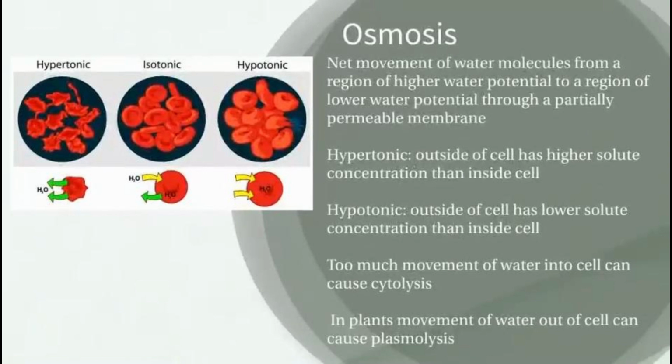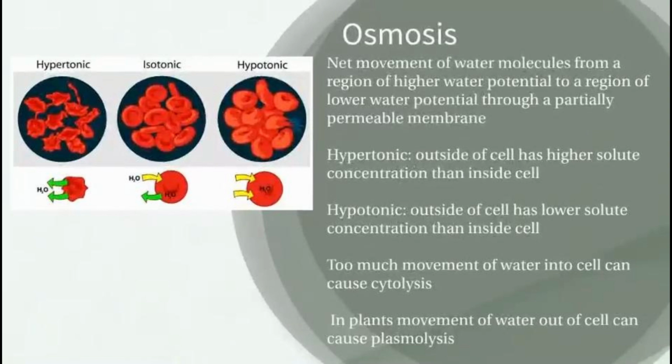We can then say that if the outside of the cell has a lower solute concentration, so there's more water outside the cell than in the cell, then we call this a hypotonic solution. So that's with an O. So hypo and hyper. With a hypotonic solution, as the higher concentration of water is outside the cell, you're going to get water moving into the cell, and that can cause some issues as well. I'm going to go on to that in a second. And then if there is an equal amount of water inside and outside the cell, you will get no net movement of water, and we call this isotonic.